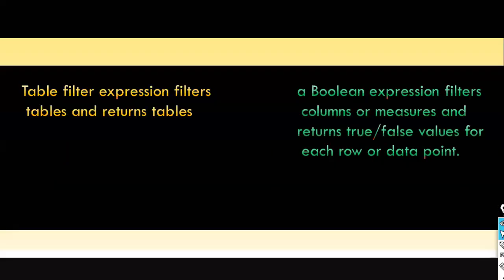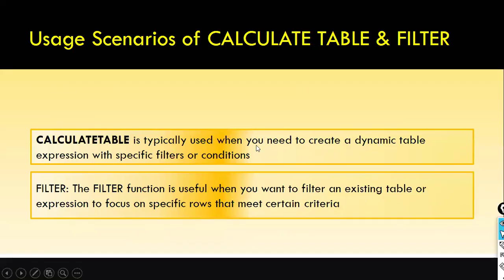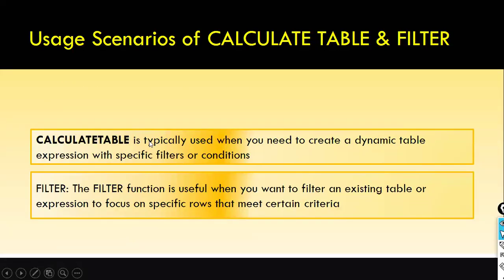What is the difference between filter and calculate table? Calculate table is typically used when you need to create a dynamic table expression with specific filters or conditions. That is what we did. Filter is useful when you want to filter an existing table expression to focus on certain criteria. But the key difference is that the calculate table function overrides the filter context, whereas the filter function doesn't modify the filter context. That is the difference between these two.